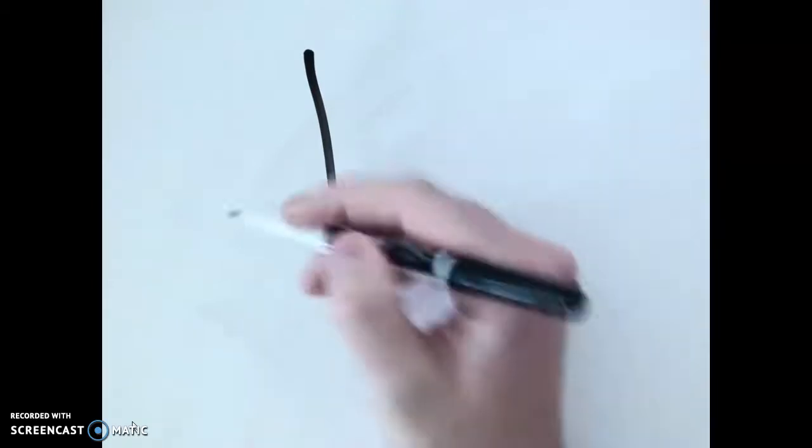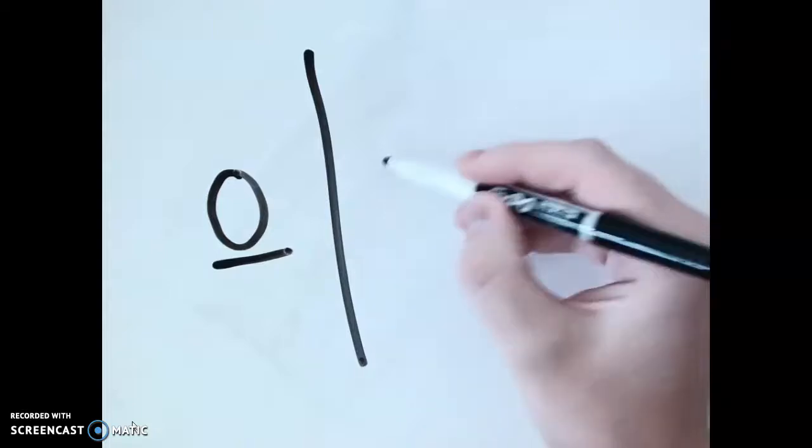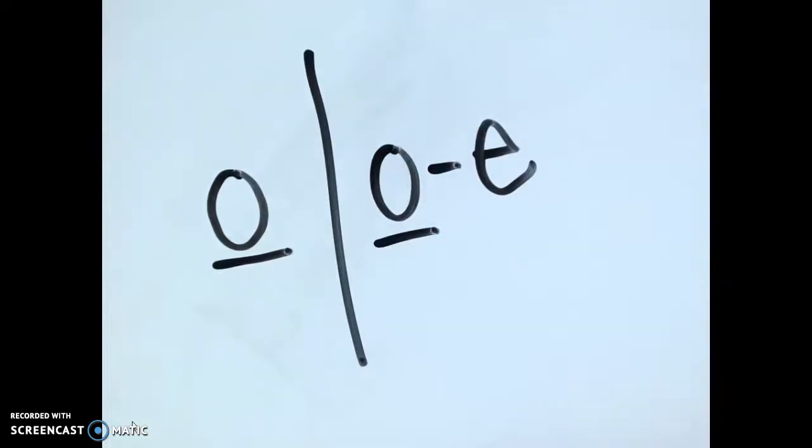Let's look at the two ways to make the long O sound. Long O says O. O says O, like in go. O magic E says O, like in joke.